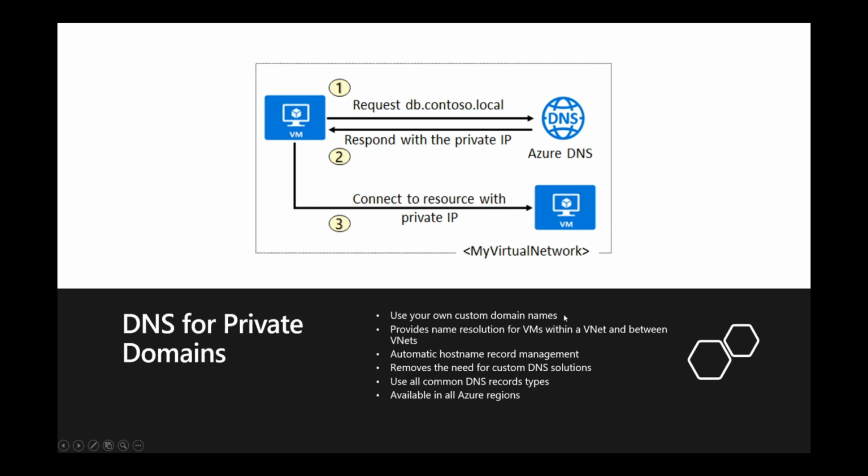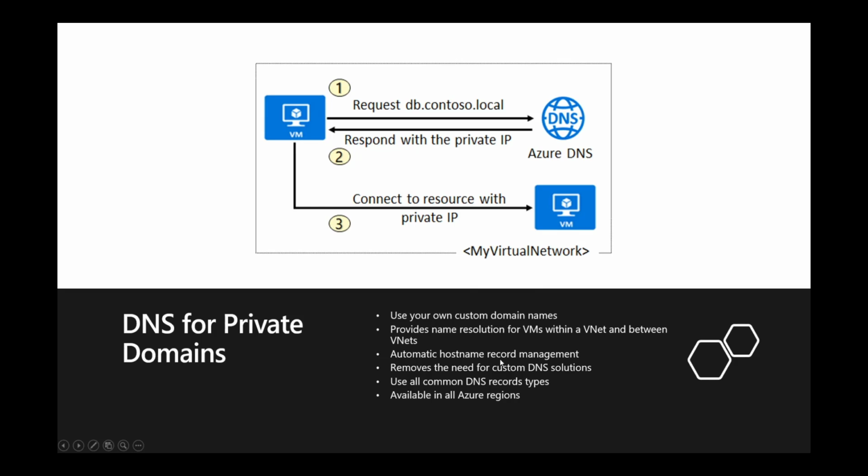So use your own custom domain name, whatever name you want to use for name resolution, and provide name resolution for VMs within a VNet and between VNets also. It's up to you because you have to bind those services with your DNS. Whatever network you bind with your DNS, all the resources in that particular VNet will be mapped into that Azure DNS.